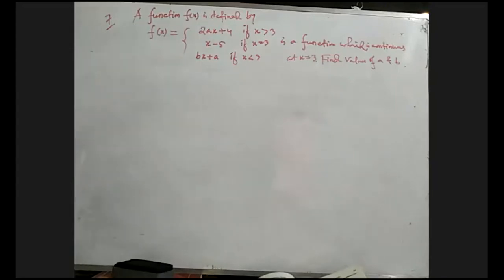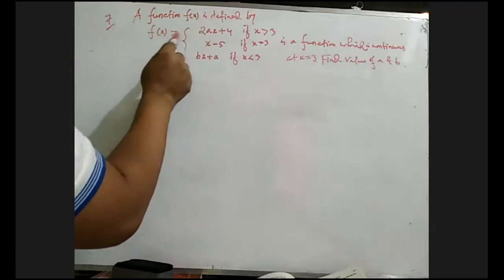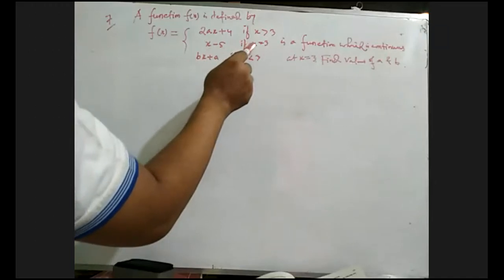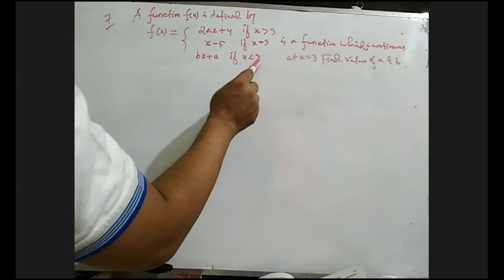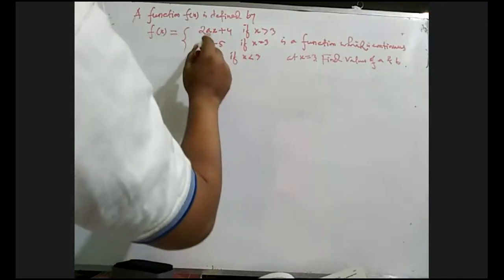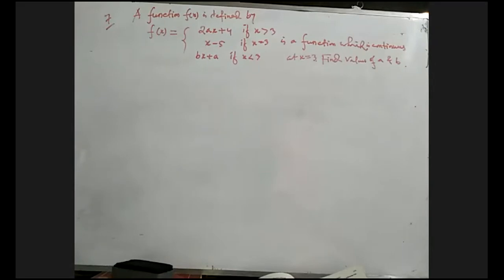Okay, now another example. Example 7. A function f of x is defined by f of x equals twice x plus 4 if x is greater than 3, x minus 5 if x equals 3, and bx plus a if x is less than 3. And it is a function which is continuous at x equals 3. So we have to find the constant values a and b from here. To find the constant values, here we have to use the definition of continuity.